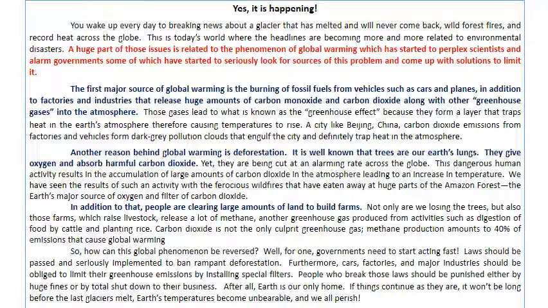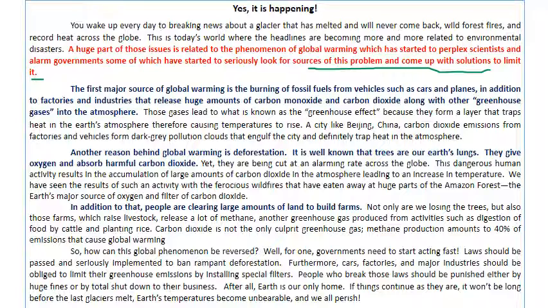A huge part of those issues is related to the phenomenon of global warming, which has started to perplex or confuse scientists and alarm governments, some of which have started to seriously look for sources of this problem and come up with solutions to limit it. Okay, obviously the thesis, causes of that problem and how we can provide solutions.